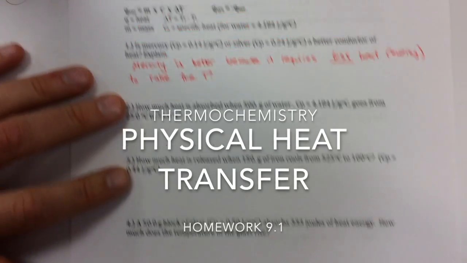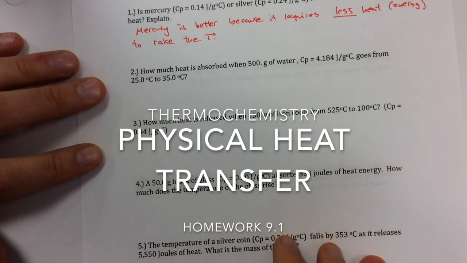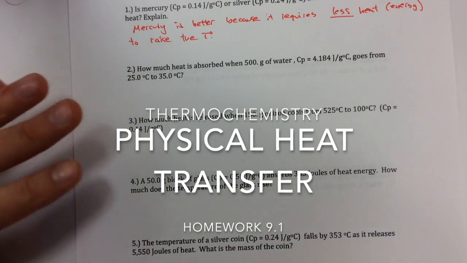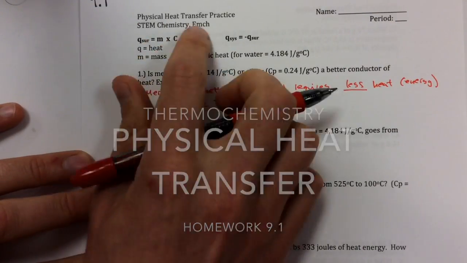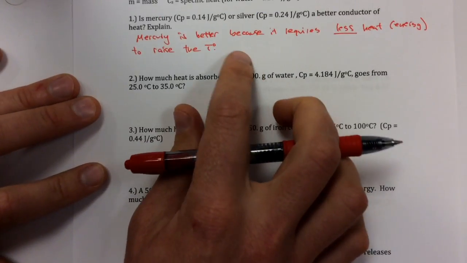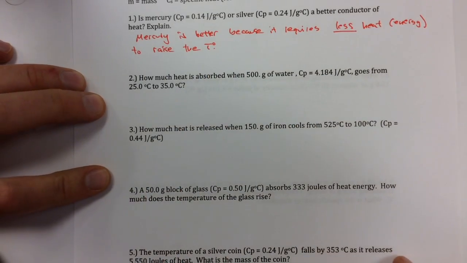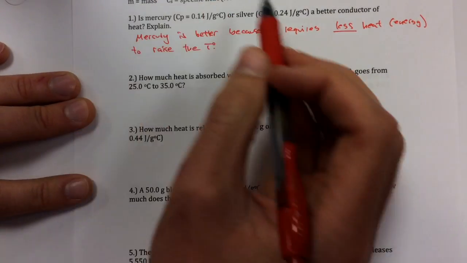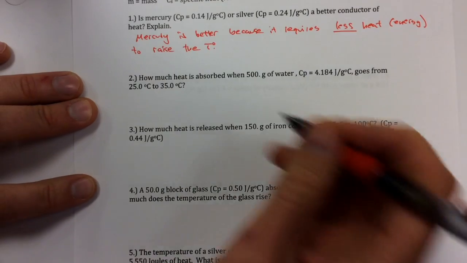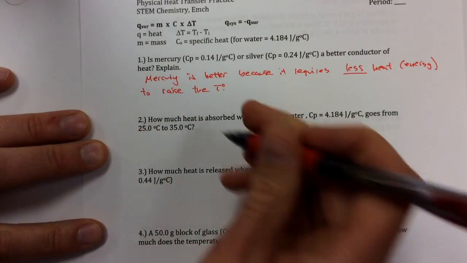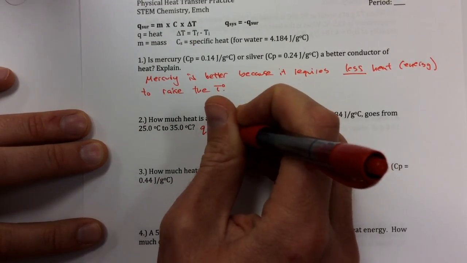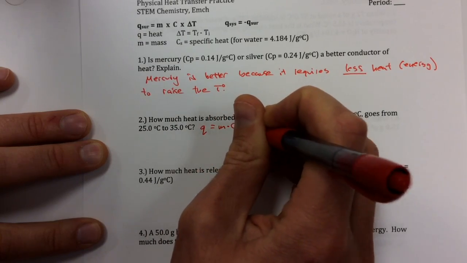Alright everyone, I'm going to be doing some of the 9.1 problems right here, just in case you need some help. I'm going to be using these equations, and I already went over this in class. So, here we go. I have mass times specific heat times delta T. I'm always going to be starting with this equation: Q is equal to M times CS times delta T.